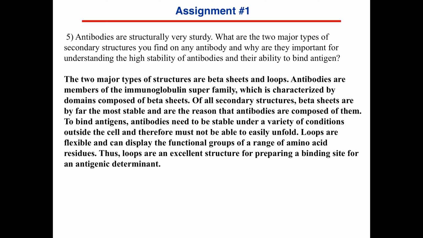And loops have flexibility, and they contain a variety of different shapes and conformations. And so those are the ones that are used for the binding pocket. That's why they're so important. So beta sheets and loops tend to be the most important structures that you find on antibodies.